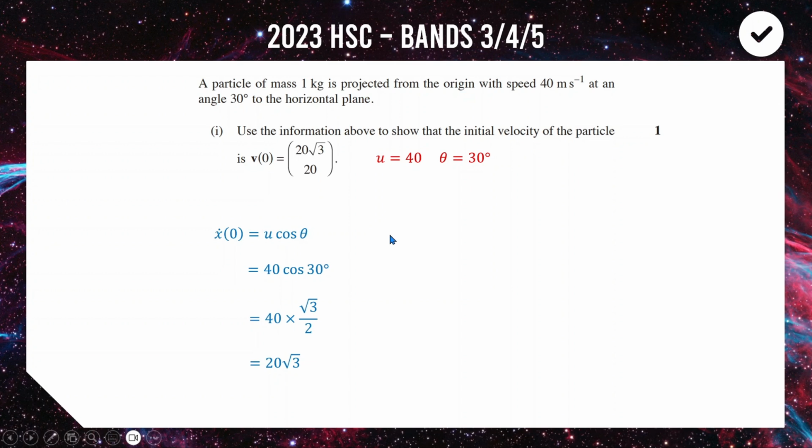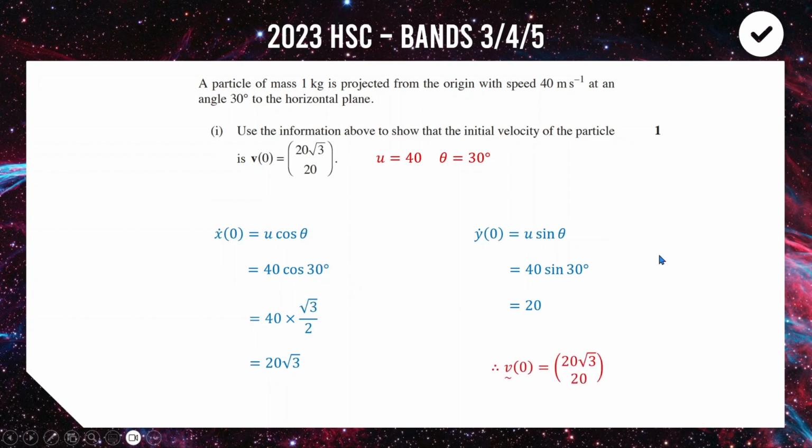For our vertical velocity, the initial component of a projectile is always going to be u sine theta. So we're doing 40 times sine 30. Sine 30 is just equal to a half, so we get 20. So we can very quickly establish that 20 root 3 and 20 are our initial components. So 1 mark, nice and easy.